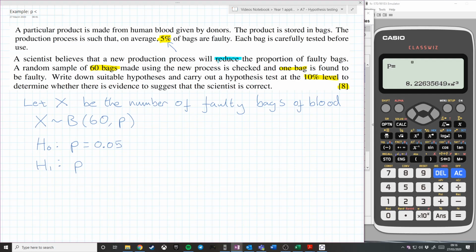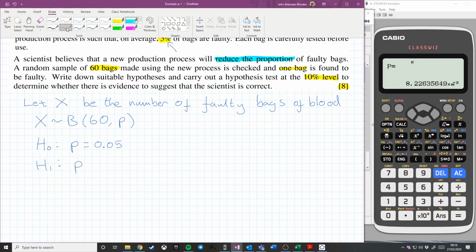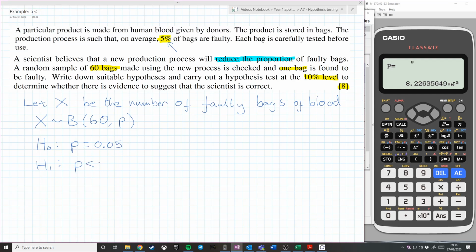That's the key word. It's reduce. It's reduce the proportion. So we have got to reduce the proportion. That's what we're testing for. So the answer is that what we're testing is whether P has reduced, is less than 0.05. It's a lower-tailed test. This is a lower-tailed test.